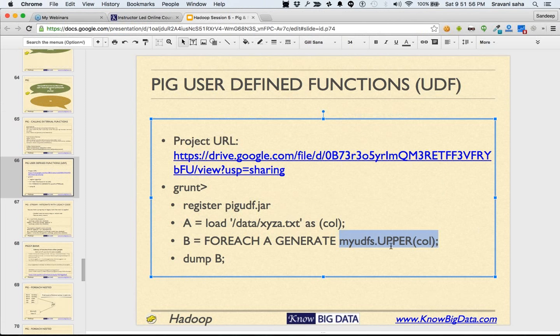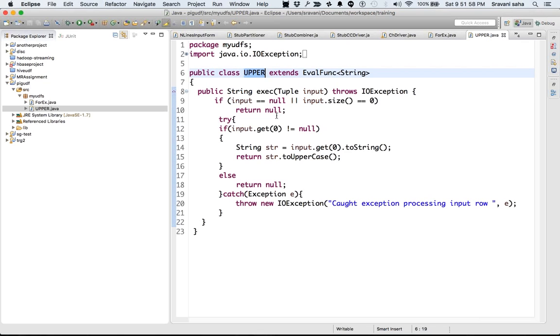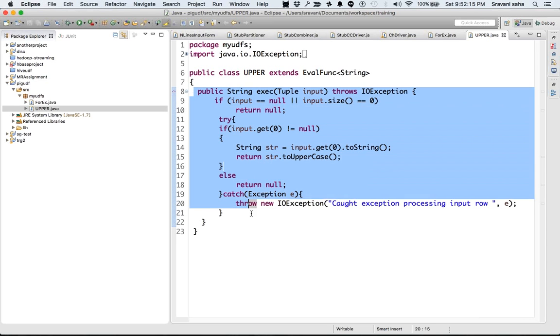So whatever function you are trying to call, we need to define the name of that class and then extend from eval function. Whatever return type you want to define, you define it here. You can see that the exec method is returning the same data type. Now you look at this function, what does it do?